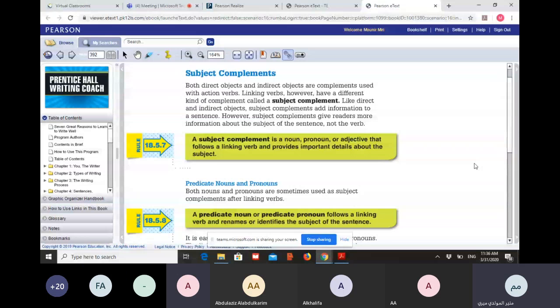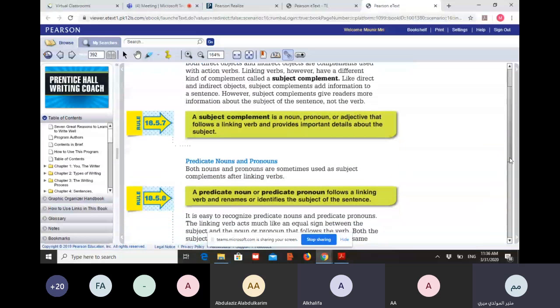Read that green box, please. A subject complement is a noun, pronoun, or adjective that follows a linking verb and provides important details about the subject. Excellent.